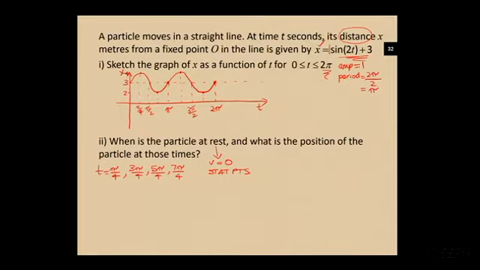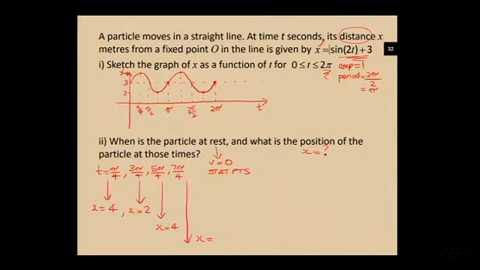And the question says, what is the position of the particle? It wants to know its displacement at all four of those times. So what can you tell me? When t equals pi on 4, the displacement was? Have a look at your beautiful graph. What does it get as high as? 4. At the next one, when t equals 3 pi on 4, where is it? It's at 2. It's at the lowest point. Then where is it again? 4. Then where is it again?